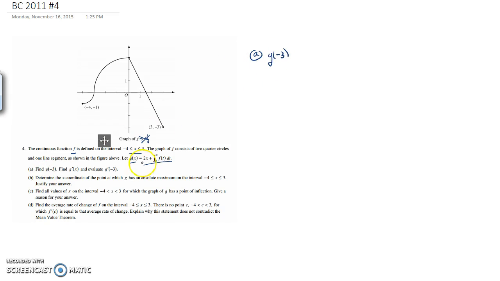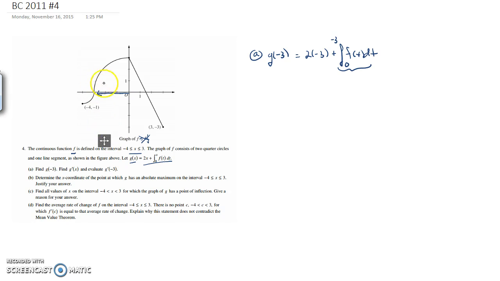And for this, I'm going to just straight up plug it in right here. So that's going to equal 2 times negative 3 plus the integral from 0 to negative 3 of the function they gave me a picture of, dt. And here's where I'm going to interpret this integral as an area as we travel from 0 towards negative 3.